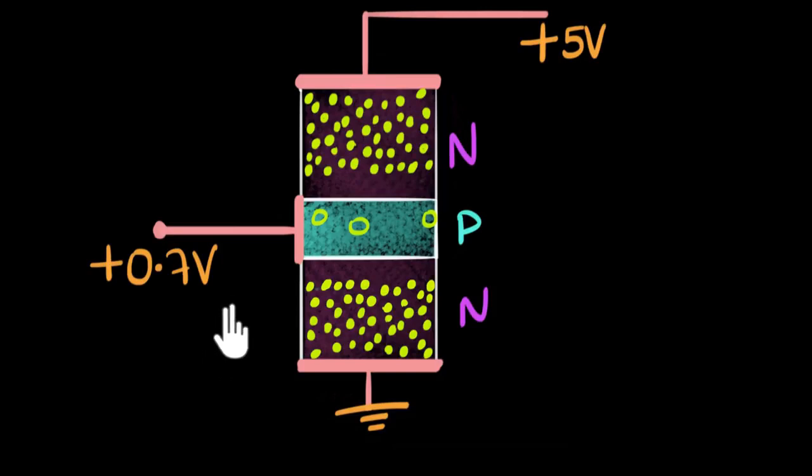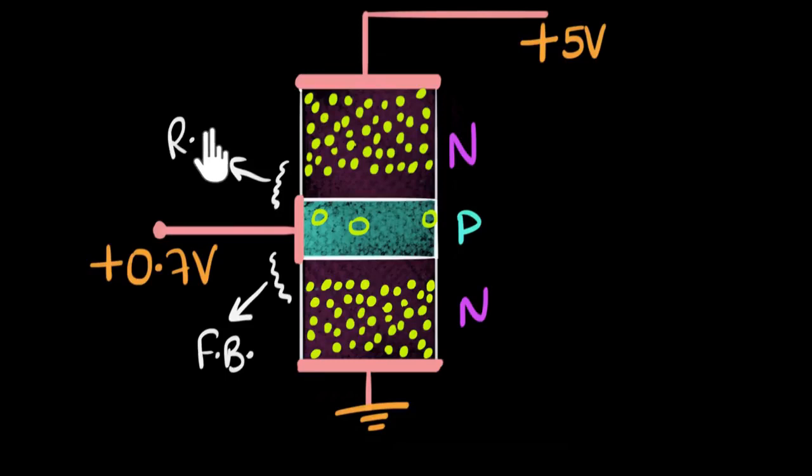Well, now if you look carefully, notice the P is connected to more positive than this N. This N is grounded. And as a result, we are forward biasing this junction. And similarly, if you look at this junction, notice the N is connected to more positive than P. And as a result, this is reverse biased. Now remember that when a PN junction is reverse biased, it doesn't allow the flow of majority charge carriers. And so these electrons and holes can't flow across.